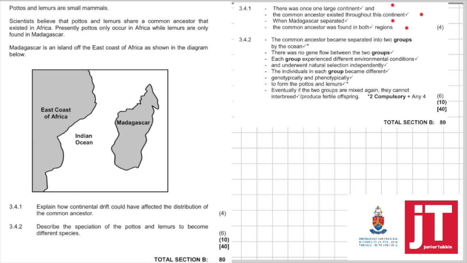3.4.2. Describe the speciation of the pottos and lemurs to become different species. The common ancestor became separated into two groups by the ocean. There was no gene flow between the two groups. Each group experienced different environmental conditions and underwent natural selection independently. The individuals in each group became different. How? Genotypically and phenotypically different to form the pottos and lemurs. Eventually, if the two groups are mixed again, they cannot interbreed as they are different species.